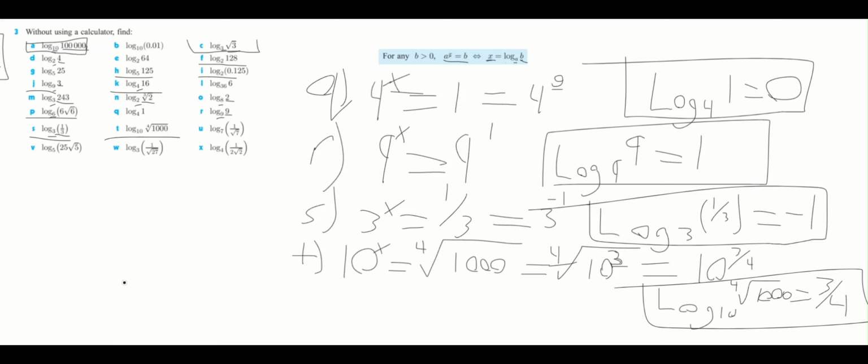Okay. U, A is 7, B is 1 over root 7, so 7 to the power of x equals 1 over root 7. It's a reciprocal, so it's going to be negative. And since it's root 7, it's going to be 1 over 2. So it's going to be 7 to the power of -1 over 2.